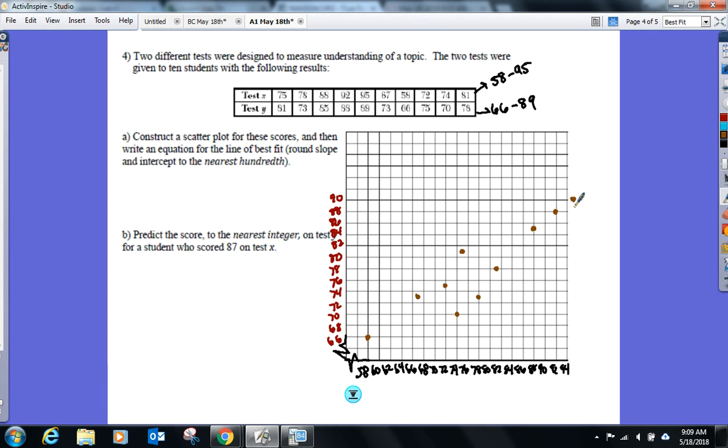Okay, any issues there? Because I gotta get moving here. I know some of you guys are still plotting, but we gotta get moving. All right, part A. Construct the scatter plot, write the equation of the line of best fit.